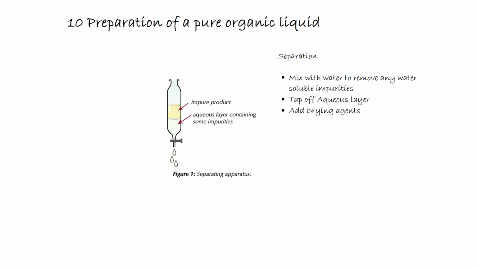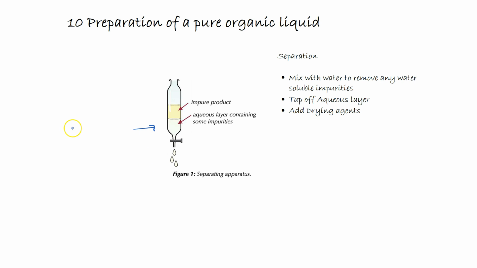Finally then, in organic purification, we'll look at the preparation of a pure organic liquid. If we have an organic liquid, we can separate it out and wash the organic product with water, and that will remove any of the water-soluble impurities which exist in our substance. We do this by mixing with water in something known as a separating funnel.